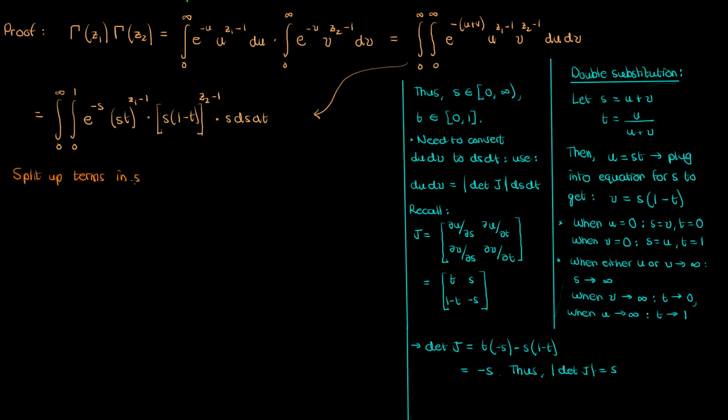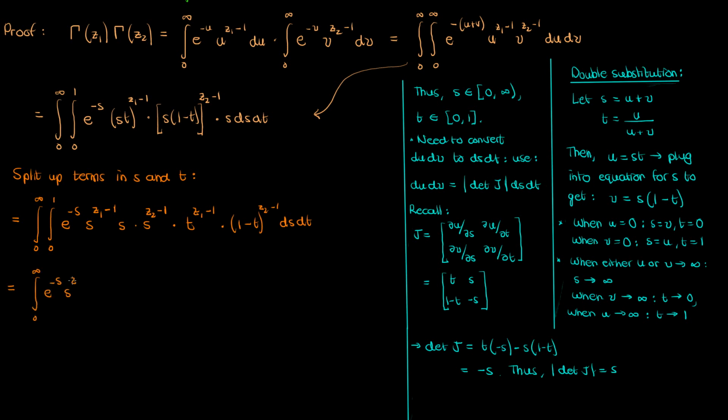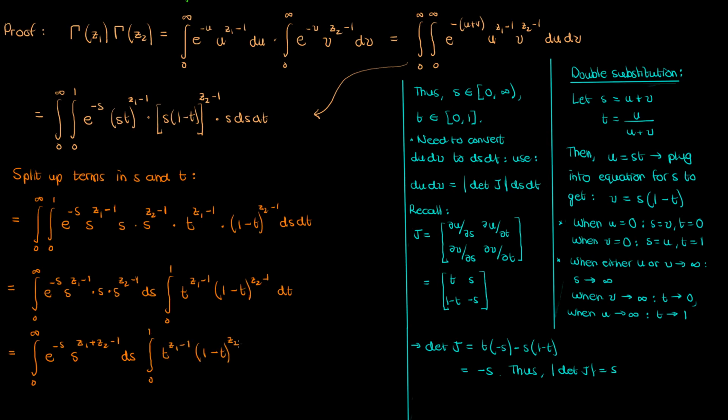Let's now split up the terms involving s and t, because our goal here is to eventually separate the integrals in s and t once more. And now that we have two separated expressions in the variables s and t, we can separate out the integrals again, like so. If we combine the powers on the s terms in the first integral, we get the following expression.